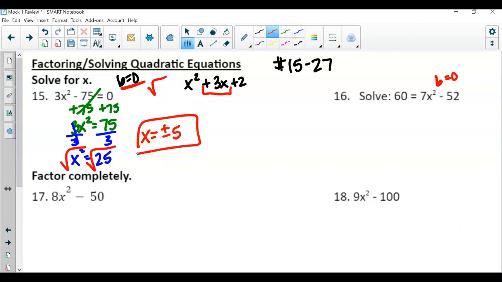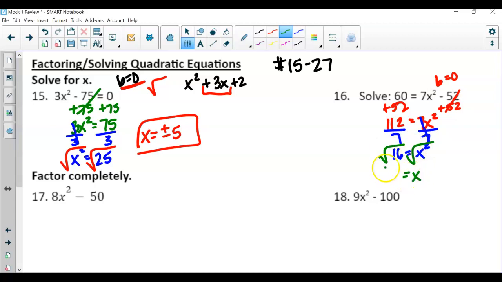Then for 16, again, we're solving for x. So now I'm going to add 52 here to both sides. When I add 52 here, you have 112 is equal to 7x squared. Still multiplying x by 7, so now divide by 7. When you divide, you should get 16. Then x squared is equal to 16, but of course take the square root. So now you've got x is equal to plus or minus 4.